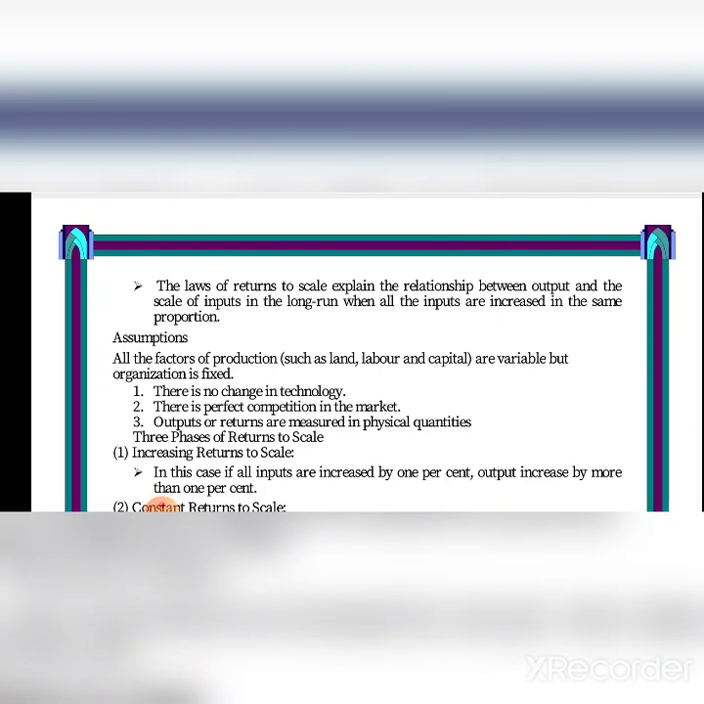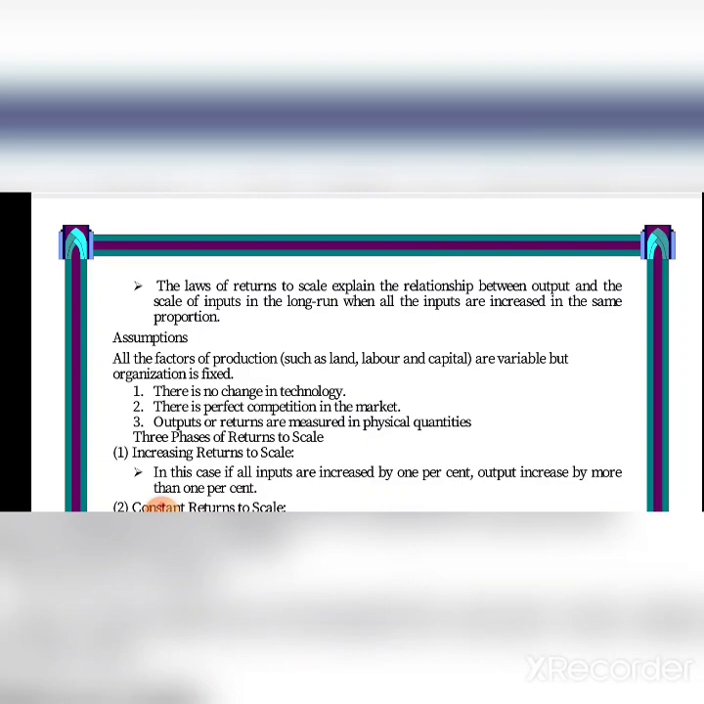That is, all the factors of production such as land, labor and capital are variable. Variable means changing. But organization is fixed. There is no change in technology, or the technology must be the same. There is perfect competition in the market. Perfect competition means a large number of buyers and sellers in the market for a product. Output or returns are measured in physical quantities. As I told you, physical quantities are what you would have learnt in physics, isn't it? How to measure: the kilogram, Celsius, all these things will come.